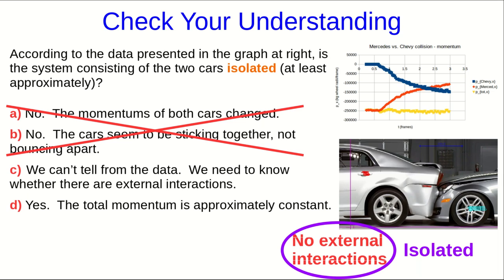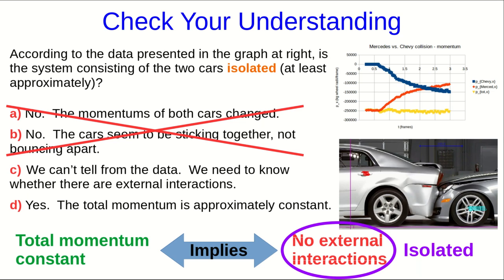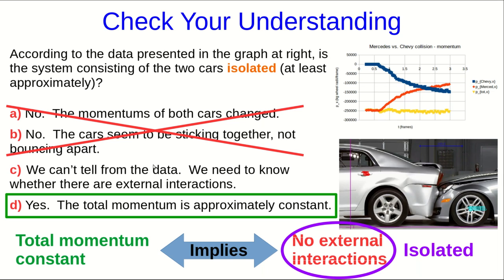Now, C is tempting because it's the only answer that actually talks about external interactions. However, I'll note that what we've been seeing is that any time there are no external interactions, it is always true that the system's total momentum is constant. In other words, one implies the other. And so we can see that the total system momentum, this yellow curve here, is roughly constant. And so approximately the system's momentum is constant, and that tells us that there must not be any external interactions.